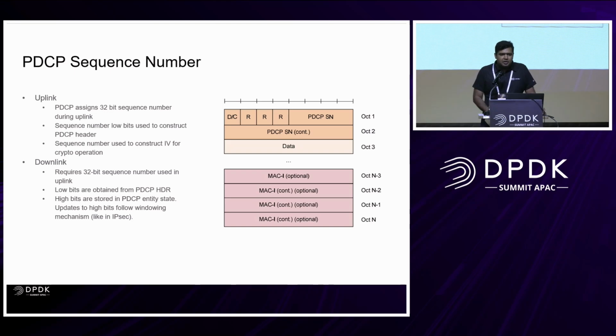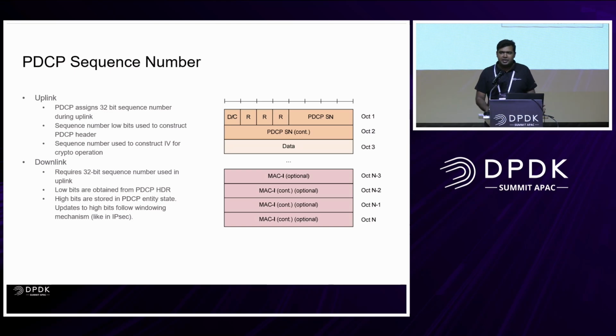PDCP sequence number is a 32-bit field. It is just like in any other case such as DTLS or IPsec or similar protocols. The important thing is that the sequence number should not repeat for a PDCP entity. At the transmitting side, the PDCP entity is required to do an atomic increment for the entity and then assign a sequence number. From the 32-bit sequence number, only the low few bits are put in the packet and sent across.